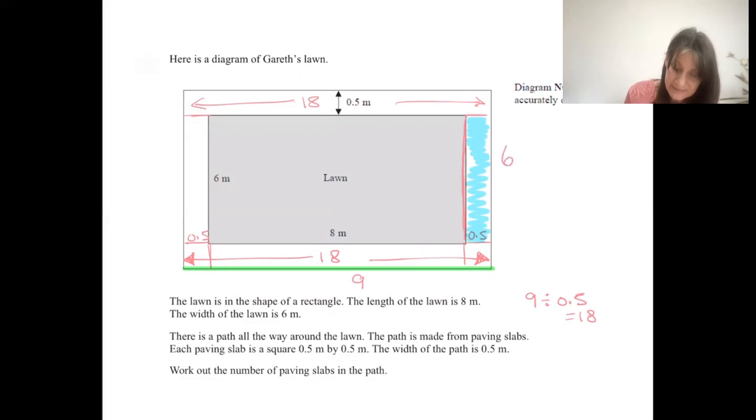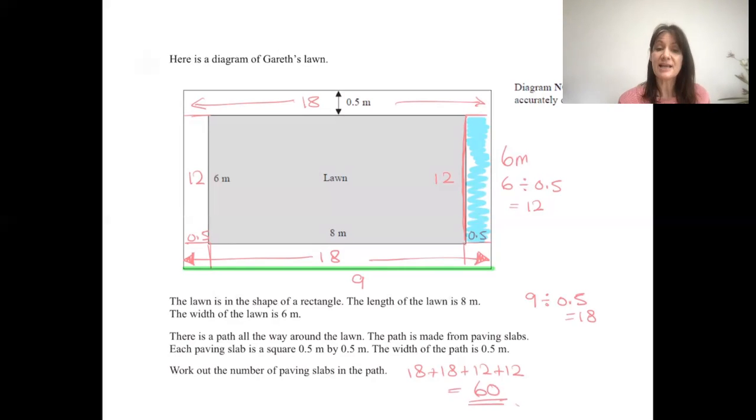I'm now only interested in this space here, which is a distance that matches the lawn of 6 meters. So how many 0.5s can I get into my 6? So I put that in and I get 12. So that means I've got 12 and 12 here. So the total number that I have is 18 plus 18 plus 12 plus 12, which comes out at 60. Okay, and like I say, you may have done it a different way. You may have chosen to literally envisage the whole thing. That would work as long as you're careful and you count it through really carefully.